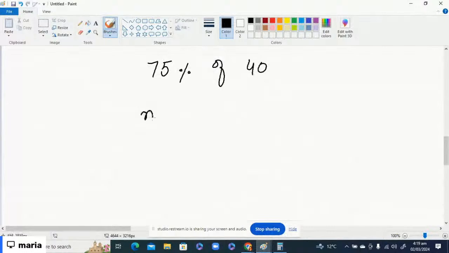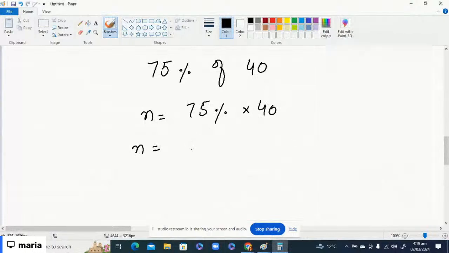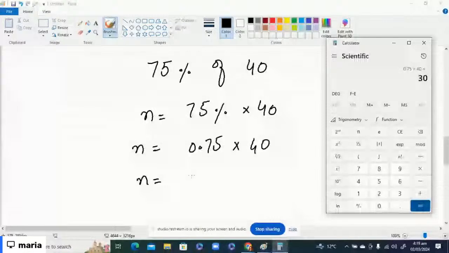Okay, then n is equal to 75% times 40. So n is, what is 75%? 75 divided over 100. This is 0.75. Then multiply with 40. This is 0.75 times 40. And what's the answer? That is 30.